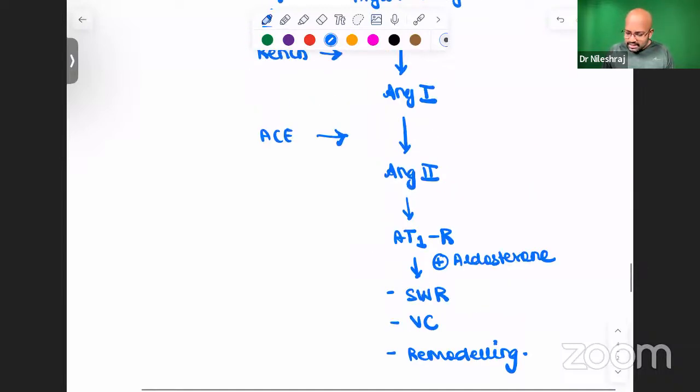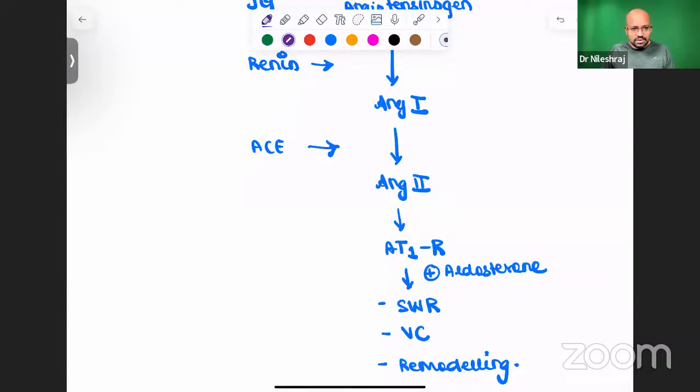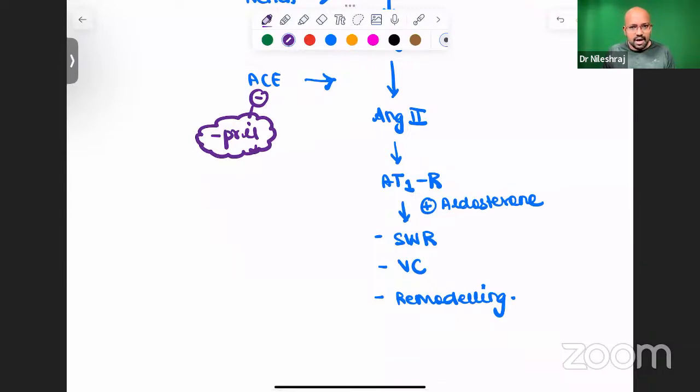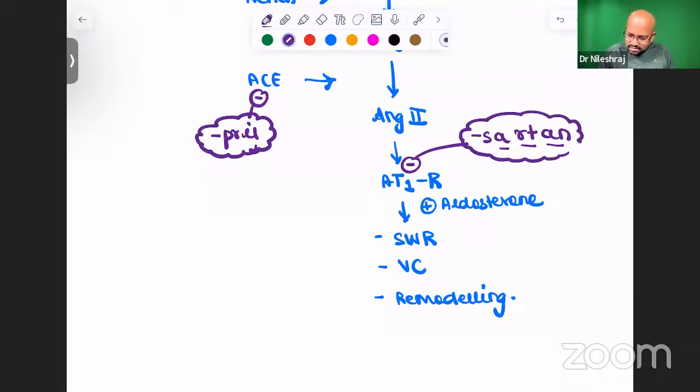Now, what we do, guys, we have certain drugs which are inhibiting this whole process. We have certain ACE inhibitors called the pril drugs, drug names which end with pril: captopril, enalapril, lisinopril, perindopril, all the pril drugs. We have some drugs which might block the angiotensin receptor. These are simply angiotensin receptor antagonist agents, ARAs. Some of your professors would like to call them sartan drugs, which are nothing but, again, angiotensin receptor antagonist agents.